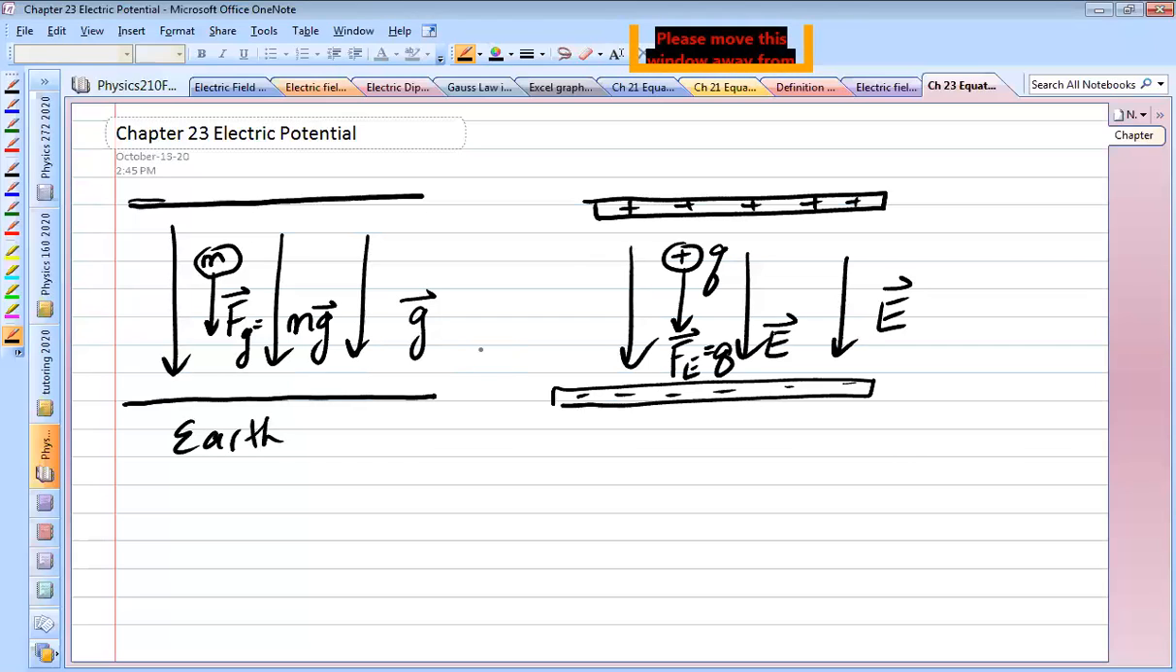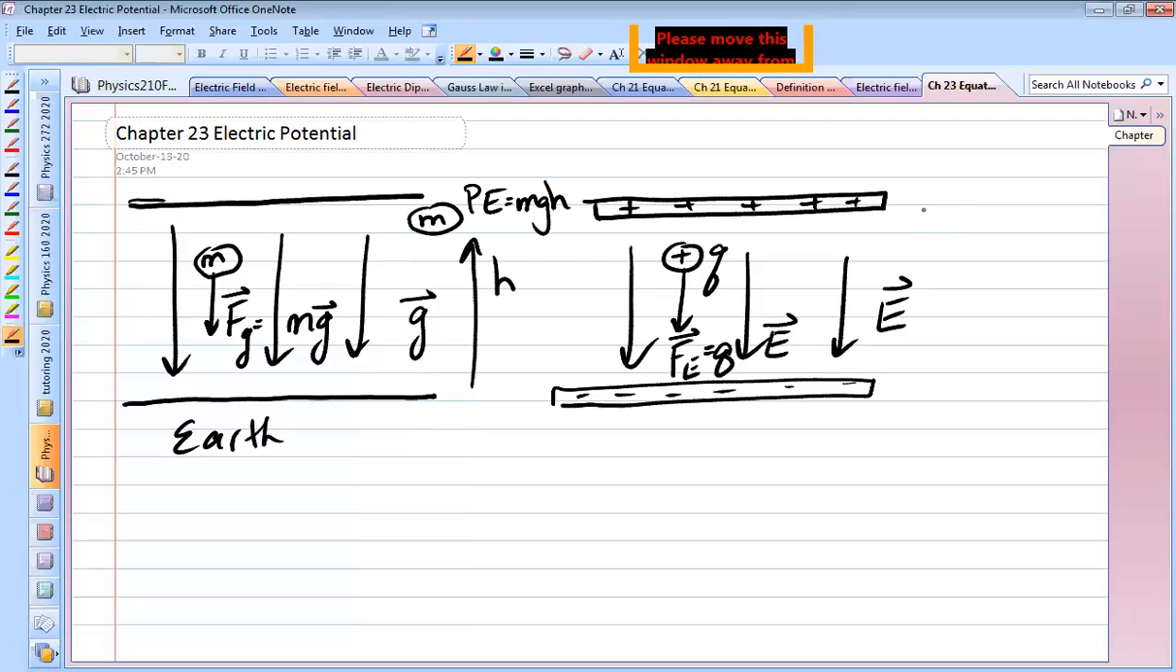Now, as far as energy goes, you know that if something is at a height h above the surface of the Earth, it will have a gravitational potential energy mgh. If you let it go, it falls down, and as it falls, it loses potential energy and gains kinetic energy, and you have conservation of energy. Exactly the same things going on over here.